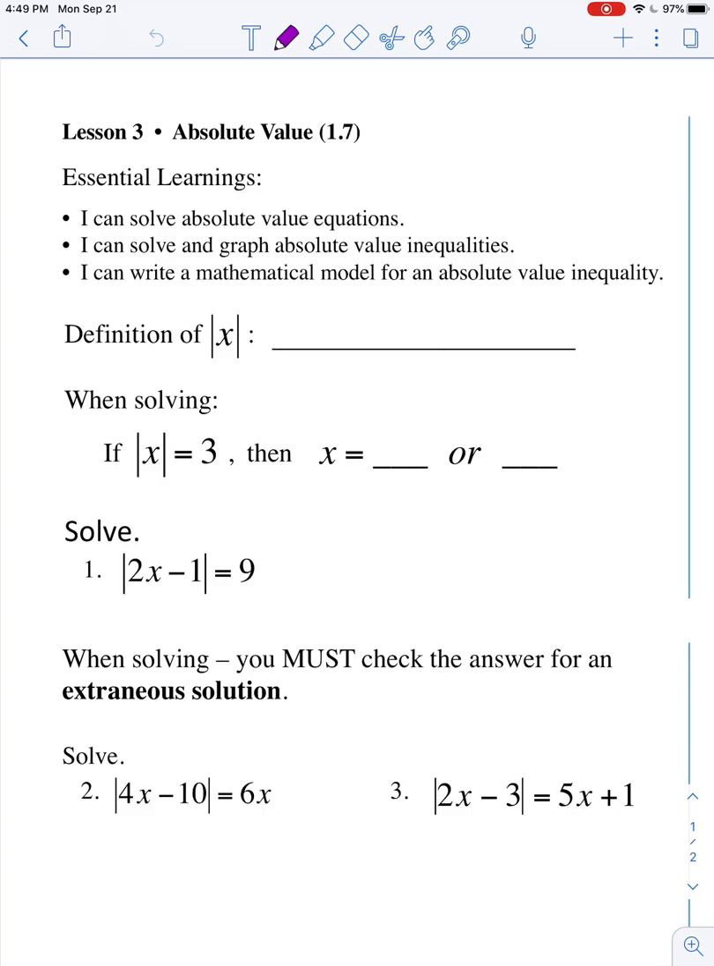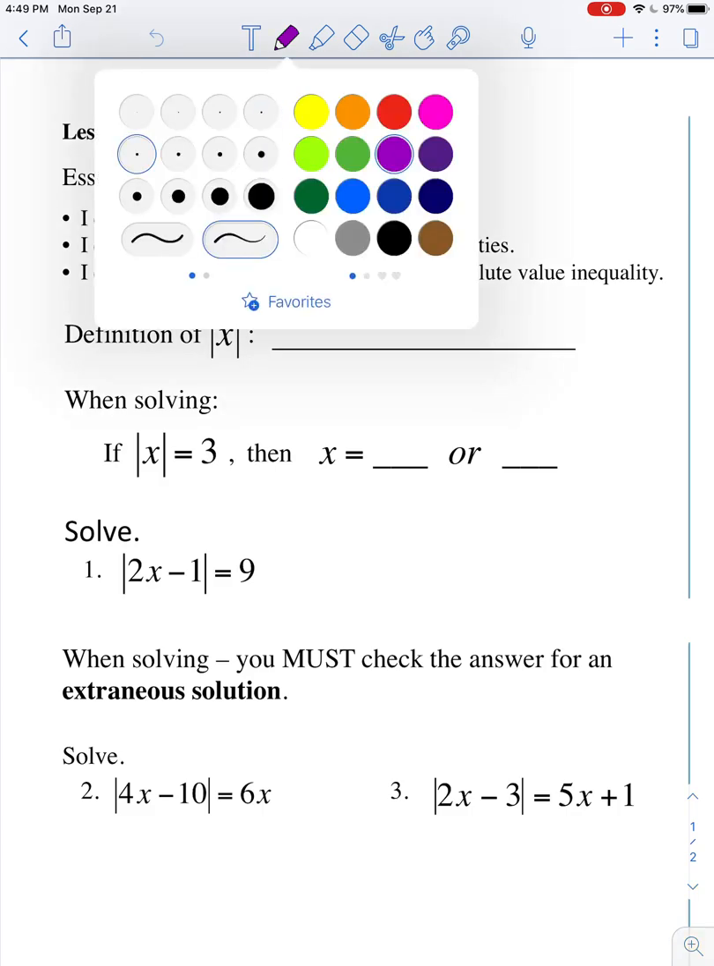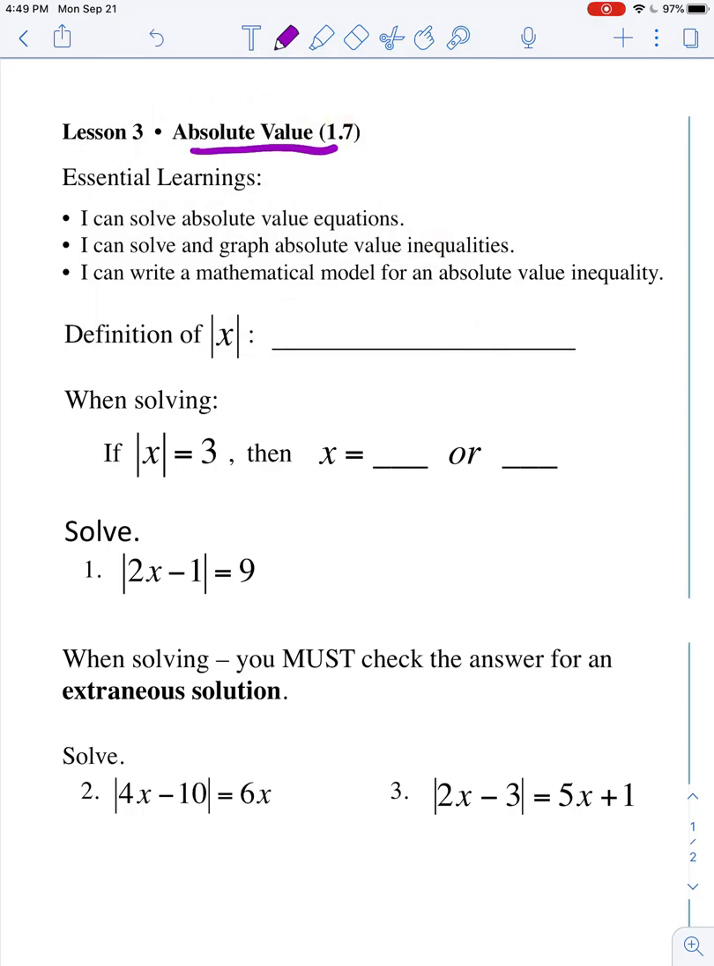So we're going to be talking about absolute value, which is something that you've seen before. What most people say is, oh, the answer is positive, but they don't really realize what they're talking about or what absolute value really means. The definition of absolute value of X, when you have these absolute value bars, basically is talking about a distance. What is the distance from X in this case to 0?